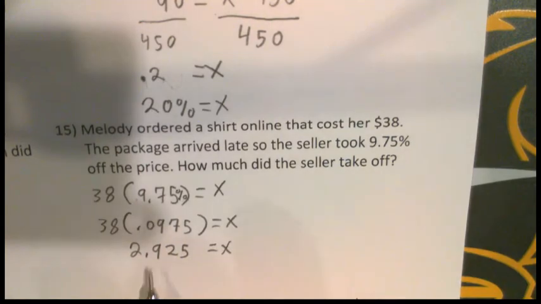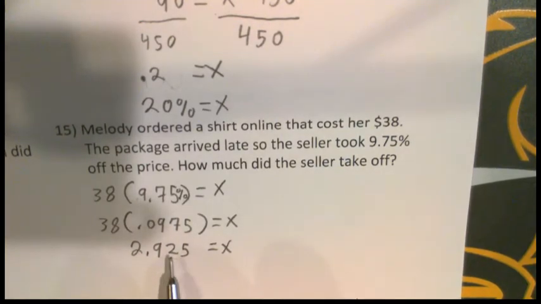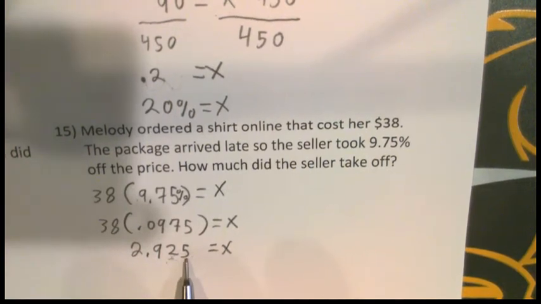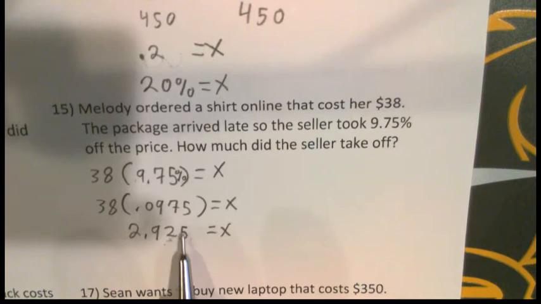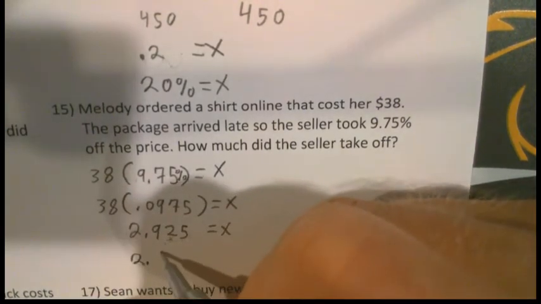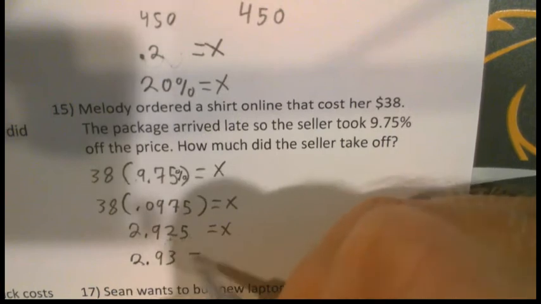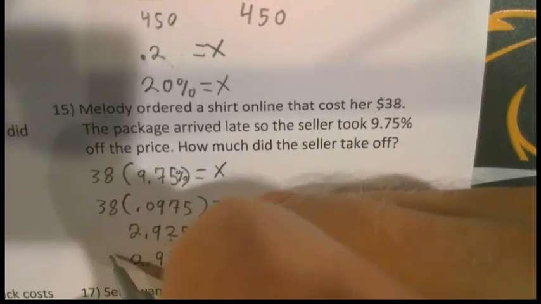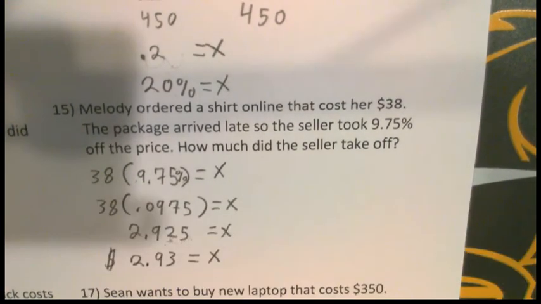We're talking about money here, so we want to round this to 2 decimal places, the hundredth spot. The number to the right of the 2 is a 5. That means it's 5 or larger, so we add 1 to the number we're rounding and drop everything to the right. That's going to give us 2.93. That's our discount as a dollar amount.